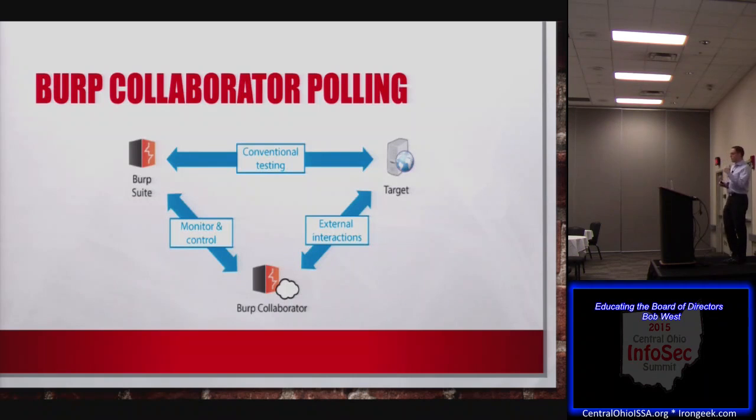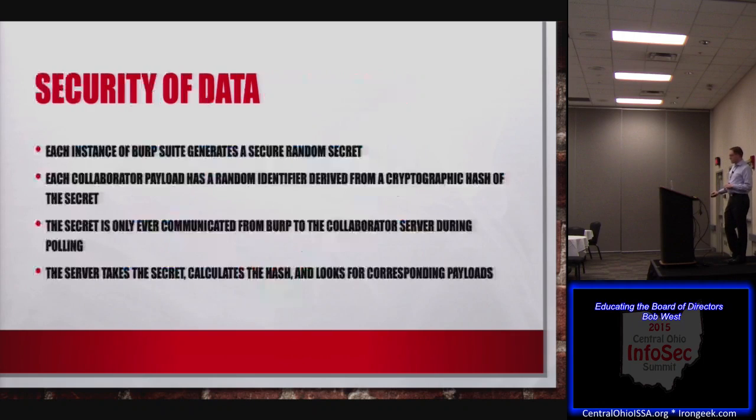So the Burp Collaborator polling, same as what we talked about before. The polling is the monitoring and control piece on the bottom left there. So when it's doing the polling, how is it securing the data? How is it making sure that everything stays private when it goes to the Burp Collaborator server?